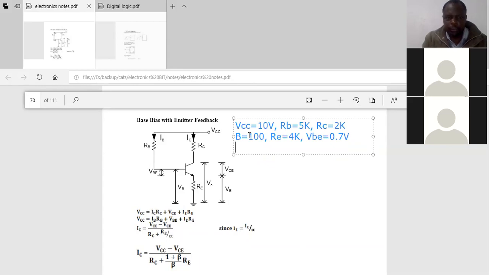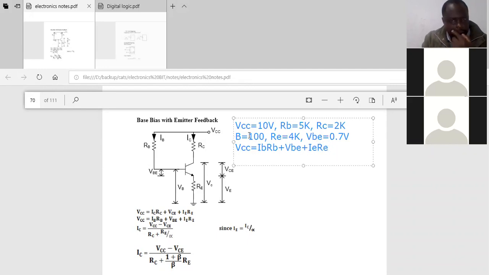So with this one, what can you be able to get? I think we can be able to get IB based on the fact that VCC is equals to IBRB plus VBE plus IERE.